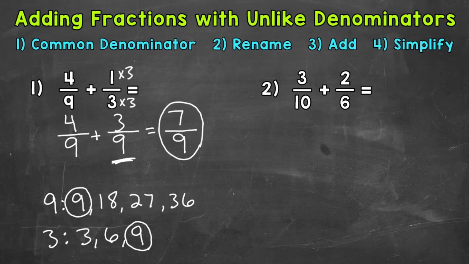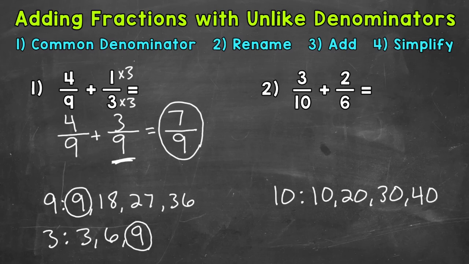Let's try another one and move on to number 2, where we have 3/10 plus 2/6. So the first thing that we want to do, we need to find a common denominator. So let's write out the multiples of 10 and 6. We'll start with 10. So 10, 20, 30, 40. So we'll write out 4 multiples for each. Let's do 6 now. 6, 12, 18, 24. So 4 for each, and we don't have a common multiple. That's okay. We can extend our lists.